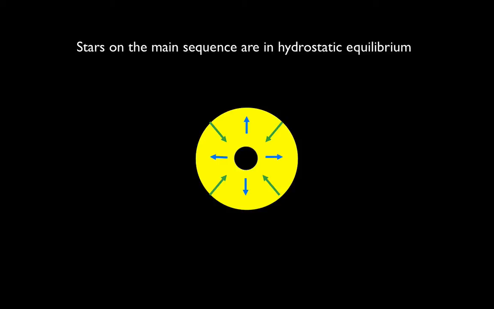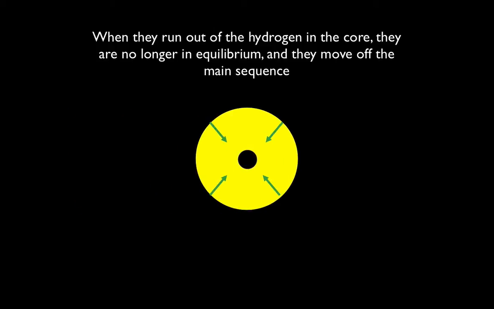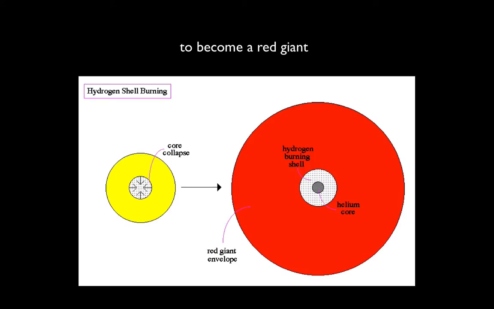But when the star runs out of hydrogen in the core, meaning that the core is now pure helium, fusion will stop, equilibrium is lost, the core contracts, and the star moves off the main sequence. The core will contract under gravity while the outer layers of the star expand. As the core contracts, it heats up, and at some point the temperature and density become high enough for helium burning to occur, while hydrogen burning occurs in a shell surrounding the core.